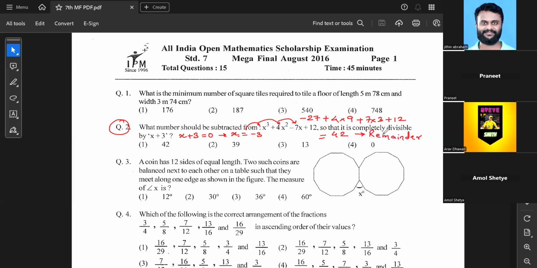So if this was 0, that means the remainder would have been 0. If this is 42, that means the remainder is 42. So they're asking what number should we subtract? We should subtract the remainder. What is the remainder? 42 is the remainder. Hence, the answer is option 1.